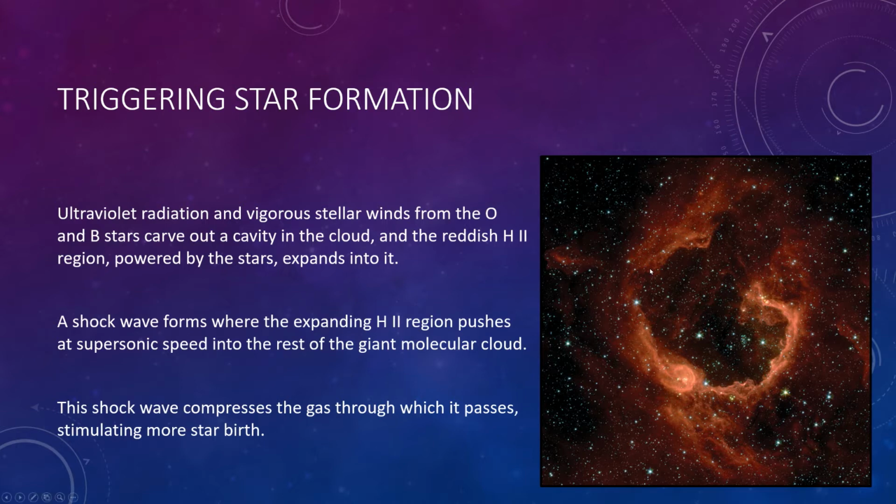So here is an example of that. You can see this expanding H2 region. So the point is, you have these really hot young stars. They're carving out a cavity at supersonic speeds, and as a result, that collapses these clouds a little bit, and that is our trigger for star formation.